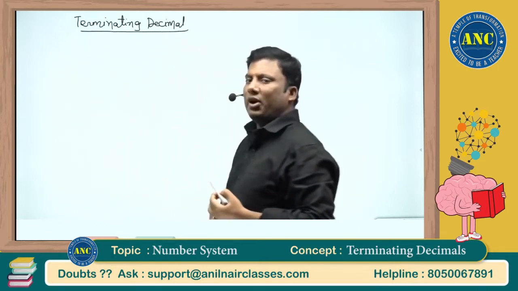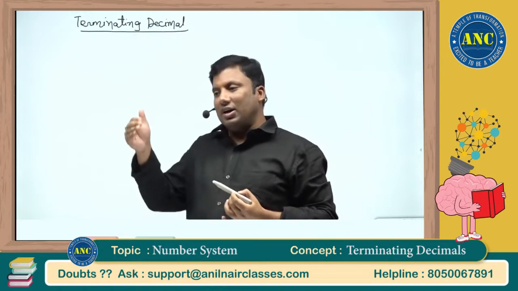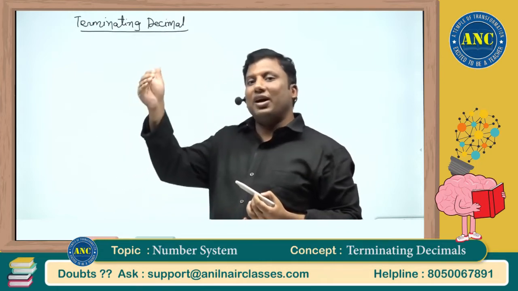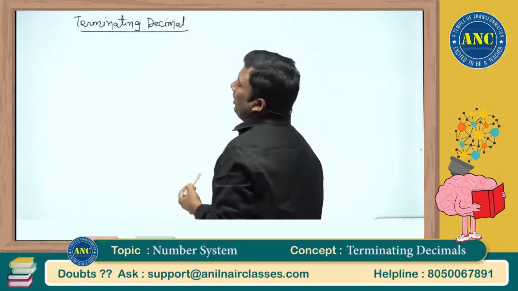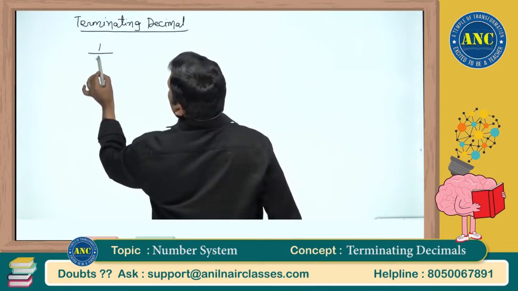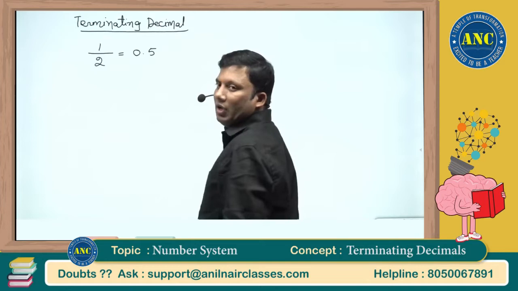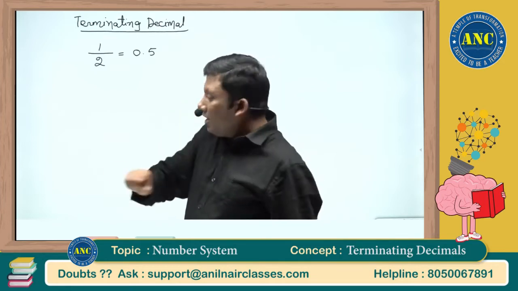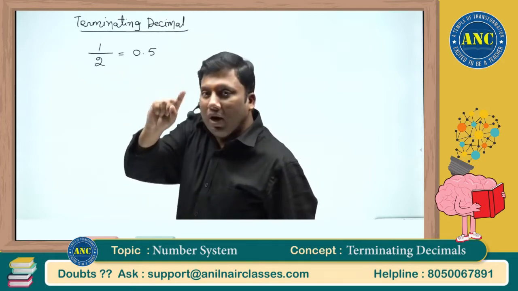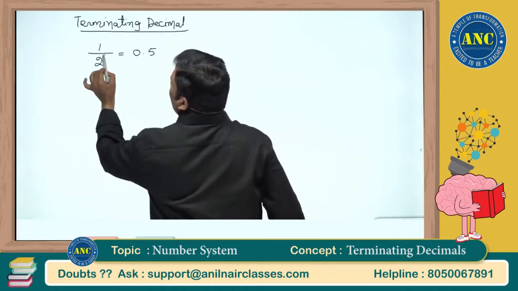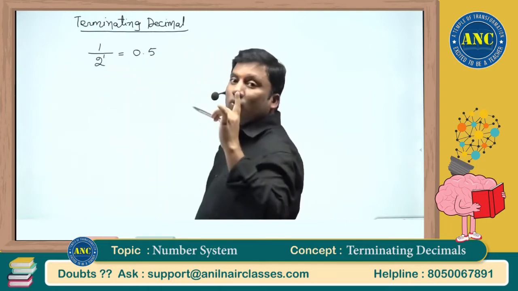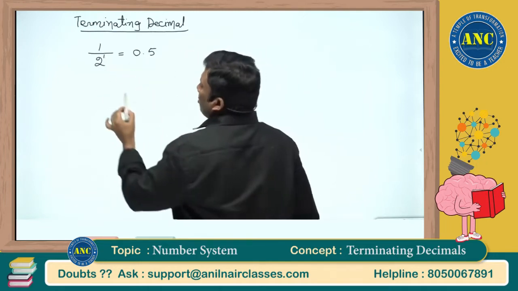Terminal, it is an endpoint. That means after the dot, there is a step where the digits will stop. Terminating decimal. 1 by 2 is 0.5. 2 is 2 power 1. After the dot, at one digit the decimal stopped.